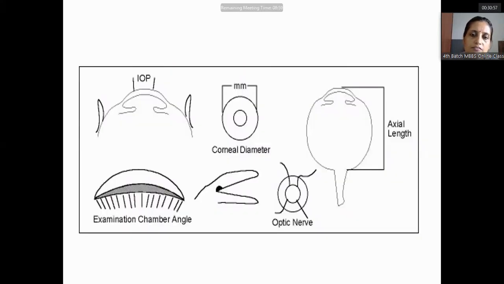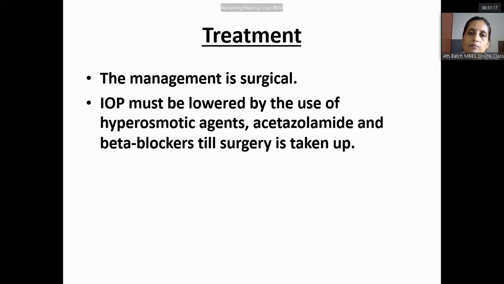So these are the different pictorial presentations of measuring the different measurements. It is very important if you remember this picture, or if this picture is given to you in spotting, you can write it: measurement of the IOP, corneal diameter, it is also very essential for you. And treatment, the management is surgical, and IOP should be lowered by the use of a hyperosmotic agent, acetazolamide, and beta blocker before surgery takes place.